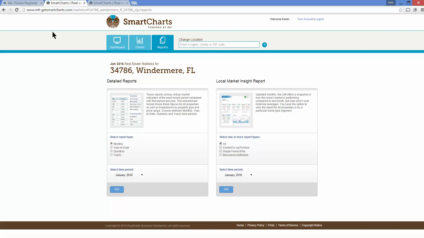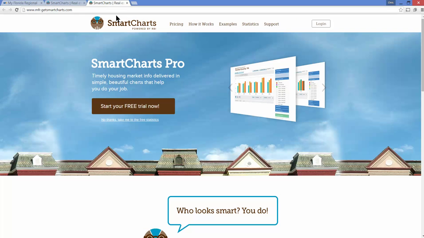Once again, I can access Smart Charts either through my MFR login page. I can access it directly at mfr.getsmartcharts.com. I will need to create a login. We have a free version that's MLS wide and the paid Pro version. We can drill down by zip code. You have a 2-week free trial to the paid version.